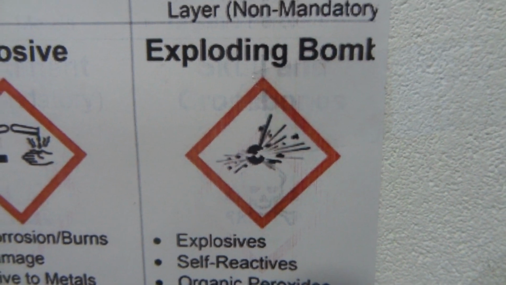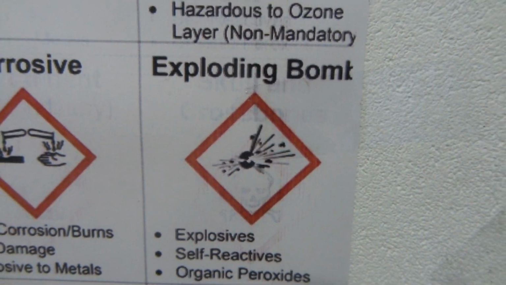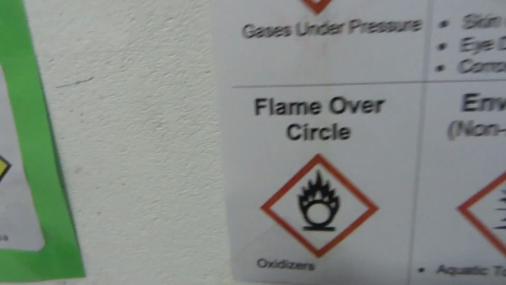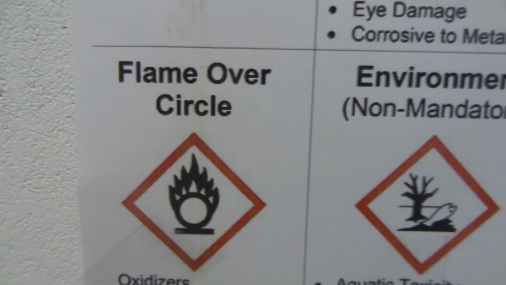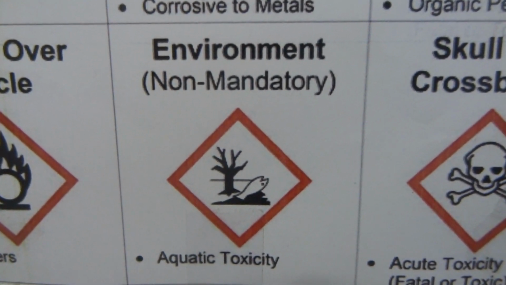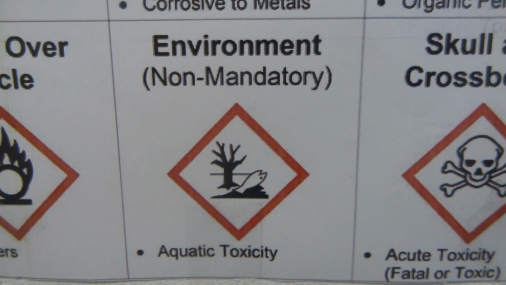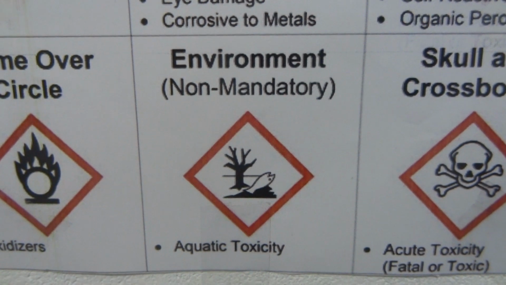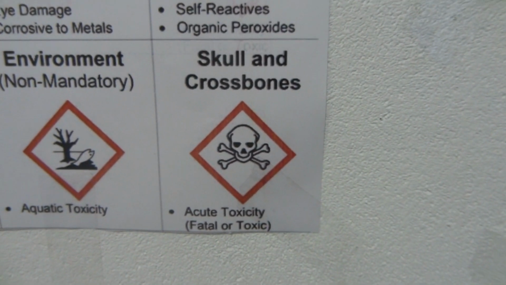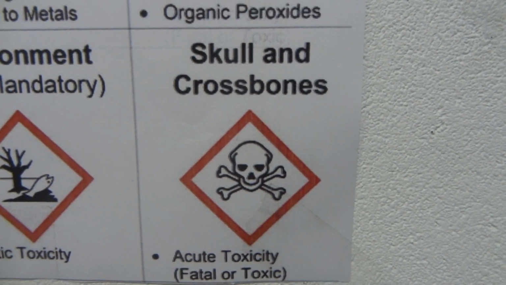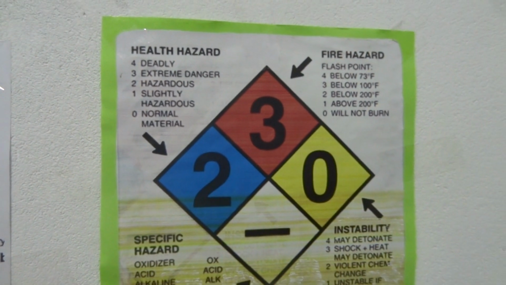This sign is explosive. It shows an exploding bomb. Flame over circle, this depicts oxidizing. This one is hazardous to the environment. It shows a dead tree and a fish. Skull and crossbones, this depicts that it is poisonous. This chart right here shows the NFPA diamond.